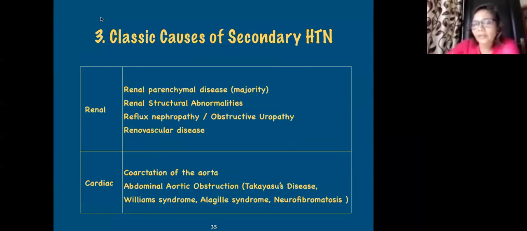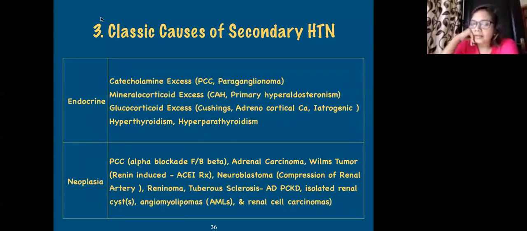You know that the major chunk would be either renal or cardiac. Renal could be renal parenchymal disease or structural abnormalities, reflux nephropathy, obstructive uropathy, renovascular disease, which means renal artery stenosis. Cardiac, primarily it is coarctation of aorta. Things which can be similar to coarctation include abdominal aortic obstruction, which could be there in Takayasu disease, or what some people call middle aortic syndrome. And also the syndromic diseases where there is inherent abnormality of the blood vessels, which include Williams syndrome, Alagille syndrome, neurofibromatosis, etc. Then come endocrine and neoplasia, and a number of conditions can be clubbed into it, details of which will not be discussed in this session.